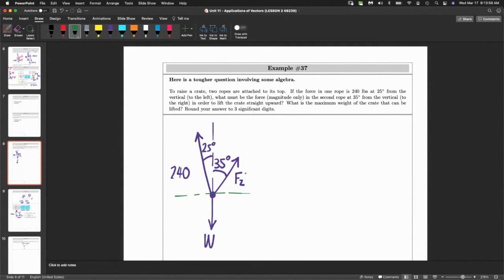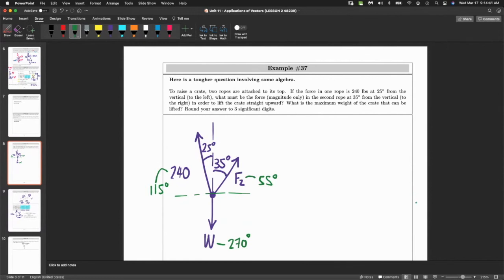If we go with the component method, then we can talk about the angles in standard position. This force of 240 pounds is going to be at 115 degrees. And this force here is going to be at 55 degrees. The weight is going to be also of interest, and it's going to have an angle of 270 degrees. So we can solve this question by looking at the x and y components of each of the vectors and computing a sum.